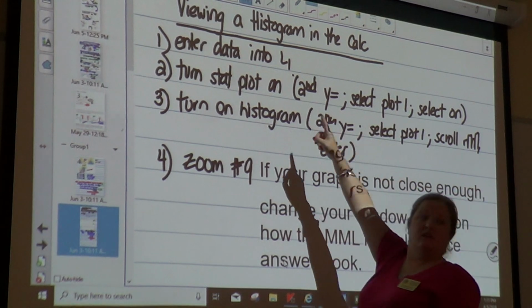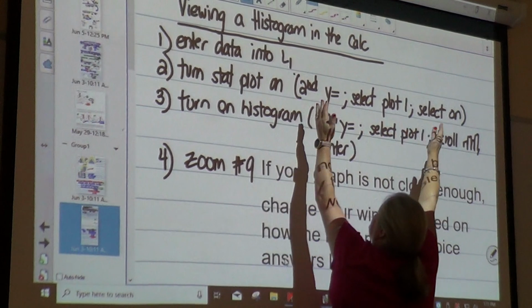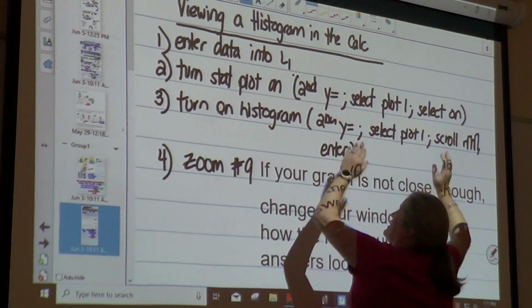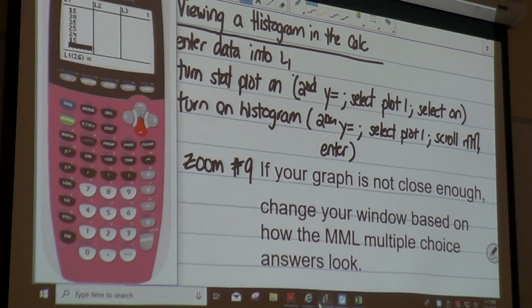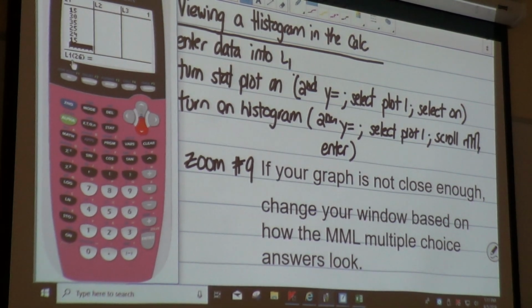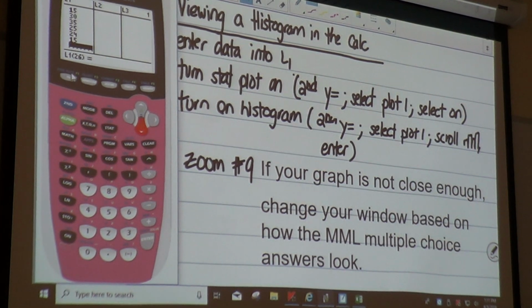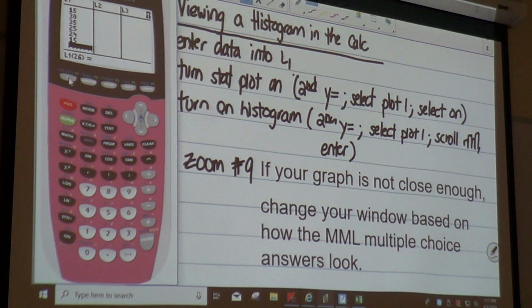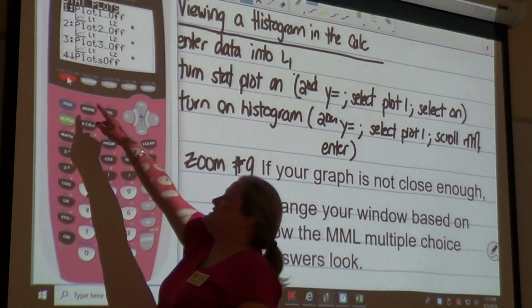We entered the data into L1. So this is what I'm going to do, and in parentheses is how we're going to do it. So we're going to go to second y equals. Second y equals means that we're getting to the blue stuff on the top of the y equals button. So we're going to go to stat plot, which is above the y equals. So I did second and the y equals button, so I'm really doing stat plot.